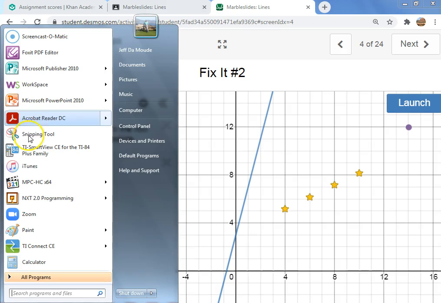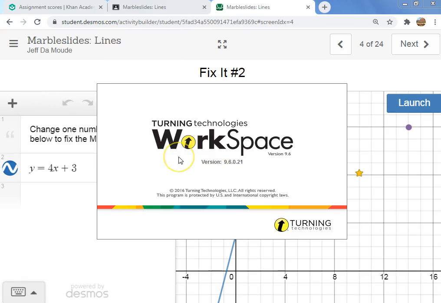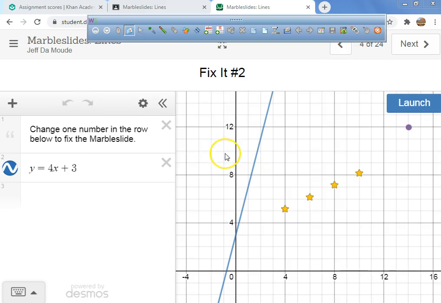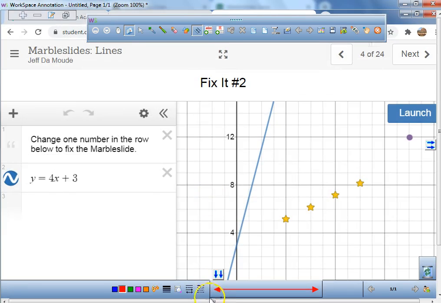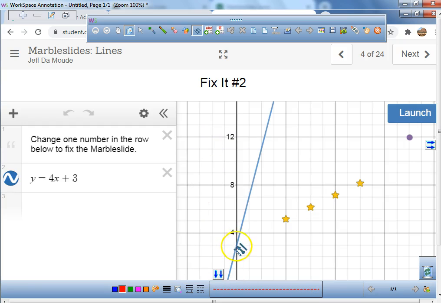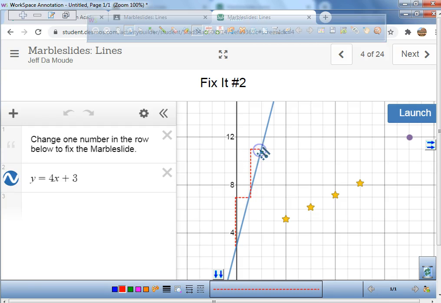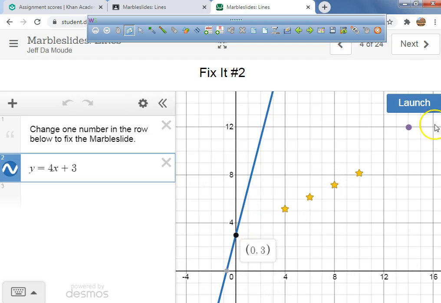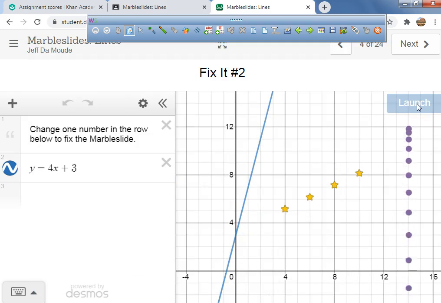Now, if you don't know what a slope of 4 is, let me make sure you know what a slope of 4 is. So I'll do my little work space here. You just go right here, and I'll do a little dotted line. All right. So see, check this out. From my y-intercept, I can go up 4 units, and I go over 1. So this is called a slope of 4. All right, there's a slope of 4. Now this is a y-intercept of 3. So there's my y-intercept right there. But right now, that's not going to work because those marbles just aren't going to get it.